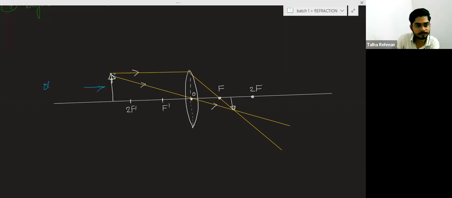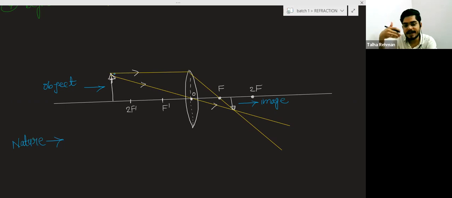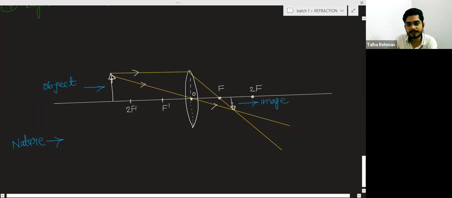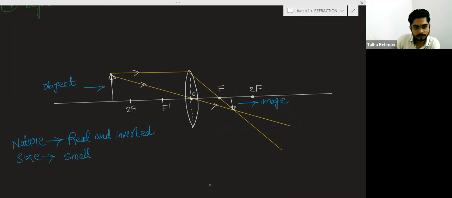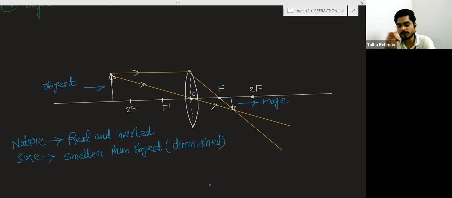So this is your object, and this time the image is this. Now talking about the nature of the image, we already know both the rays are actually meeting at this point. So this image will be real and inverted. And talking about the size, you can check the height of the object or the height of the image. See, the object is greater than the image now. So you will write smaller than object, or you can say diminished. Smaller than object is also known as diminished.